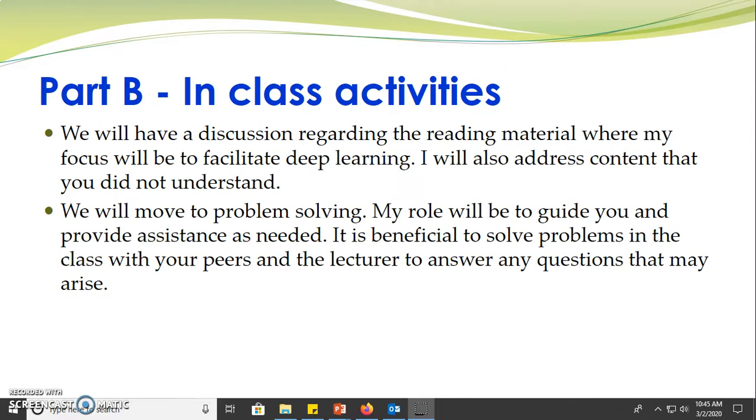So this is basically an overview of the flipped classroom model, and I hope that you like this model, and I encourage that you do your part in order for me to help you and facilitate you to learn more and foster a conducive learning environment in which we meet and exceed our potential.